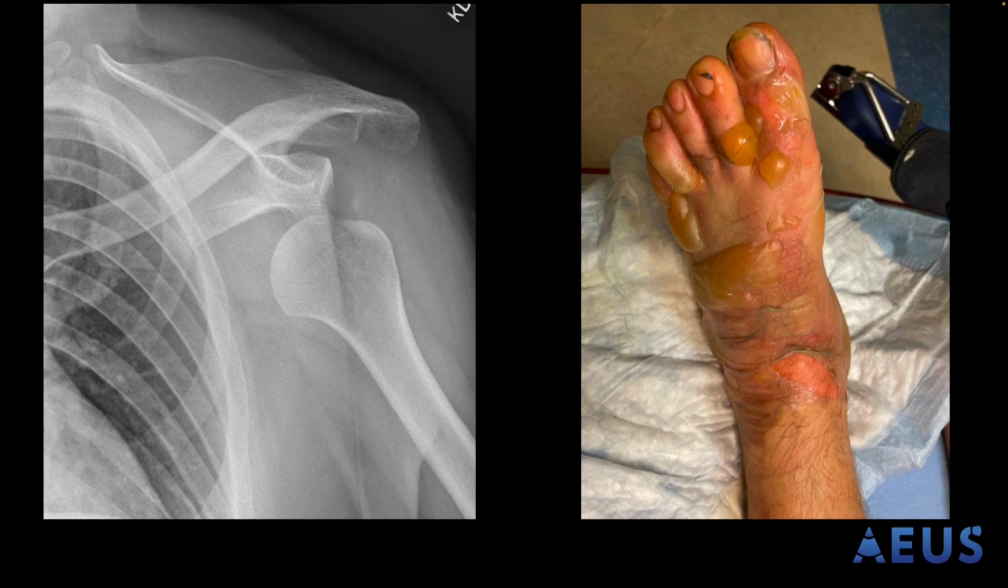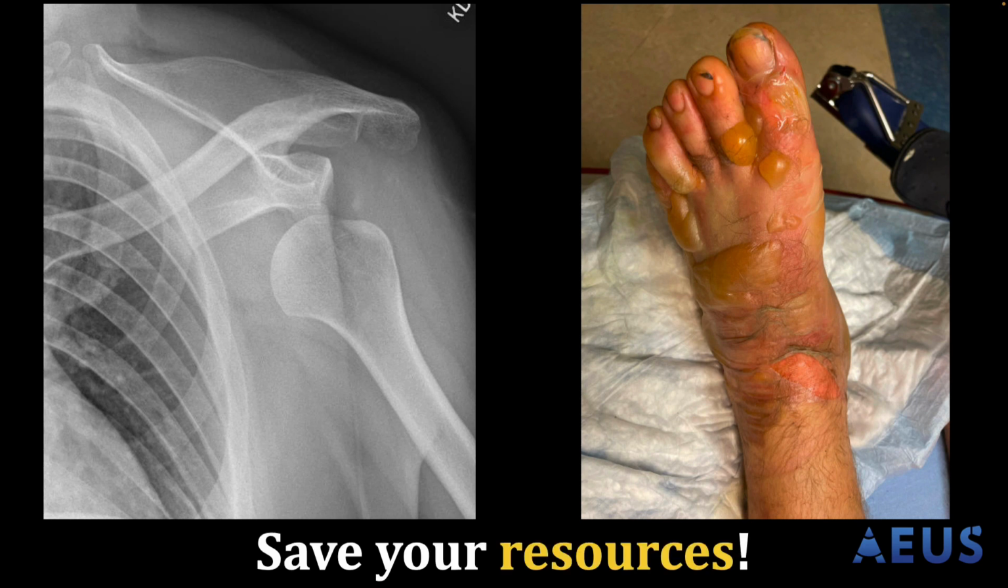Beyond those effects, nerve blocks are very practical in the emergency department and allow one to perform typically painful procedures such as dislocation reduction or wound debridement without resource-intensive procedural sedation. Use nerve blocks to save your resources.